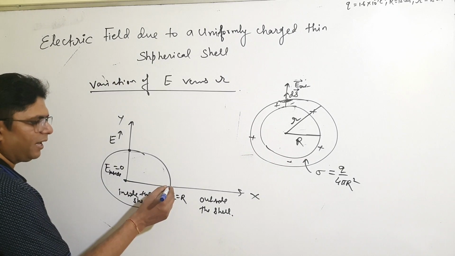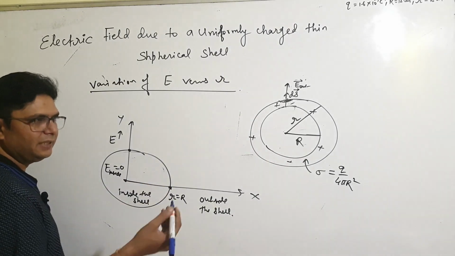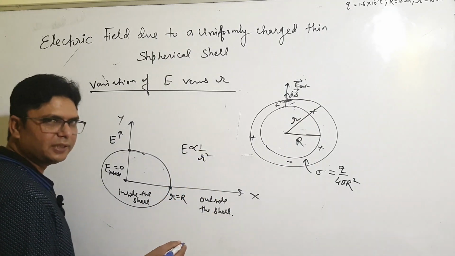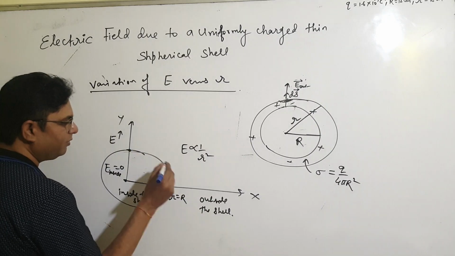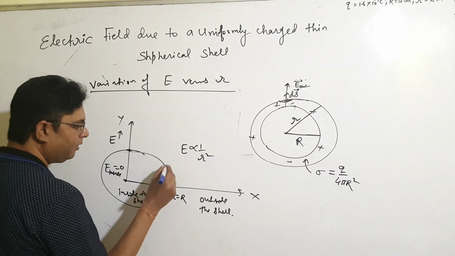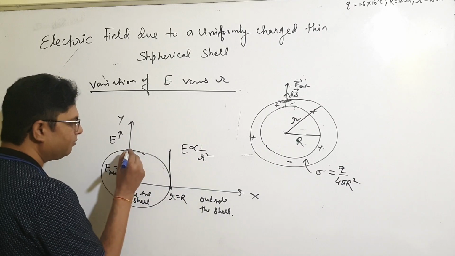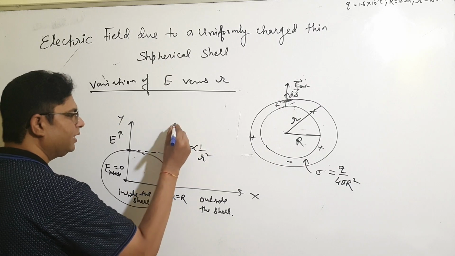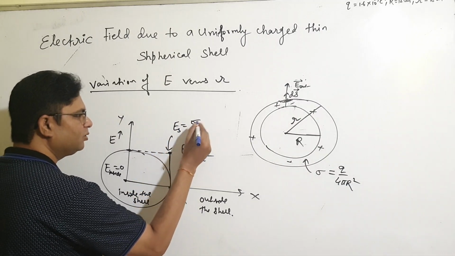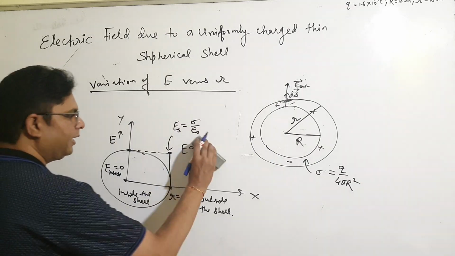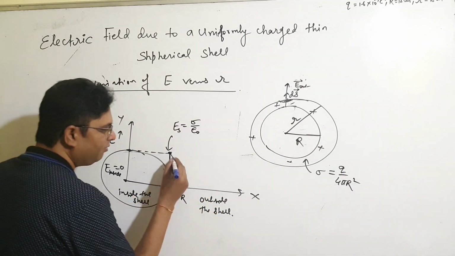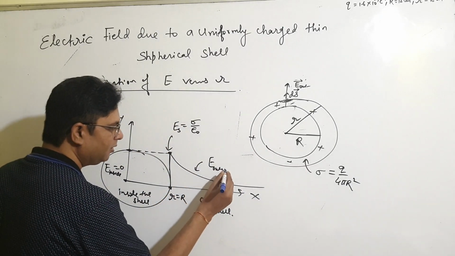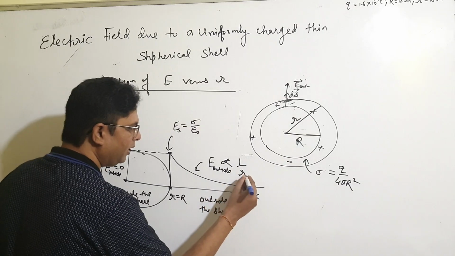Now electric field will vary with distance. As distance increases, electric field will vary because E is proportional to 1 by r square outside the shell, and on this surface here electric field will be maximum. Or here on this surface, this point, this is the maximum electric field. At this point electric field E surface is equal to sigma upon epsilon naught, and as it varies, electric field will be a curved line. So you have electric field E outside is proportional to 1 by r square.